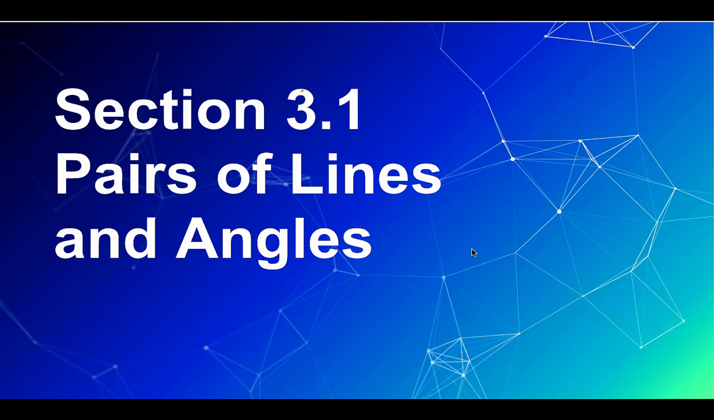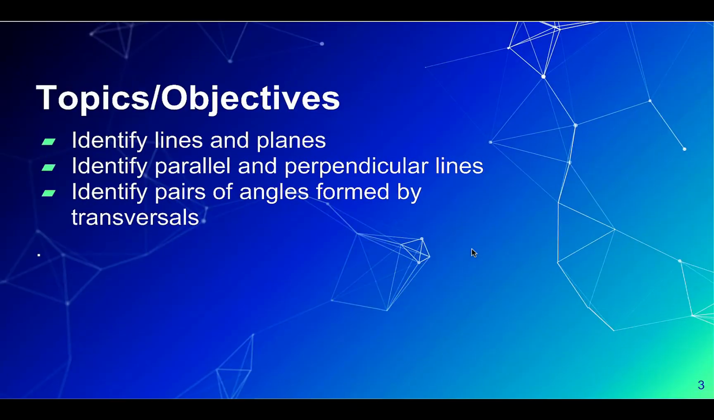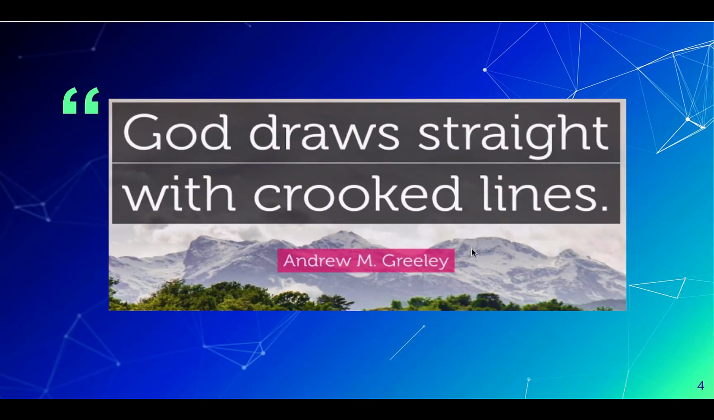Okay, so we're beginning section 3.1, pairs of lines and angles. Essential question: what does it mean if two lines are parallel, intersecting, coincident, or skew? Identify lines and planes, identify parallel and perpendicular lines, and identify pairs of angles formed by transversals.